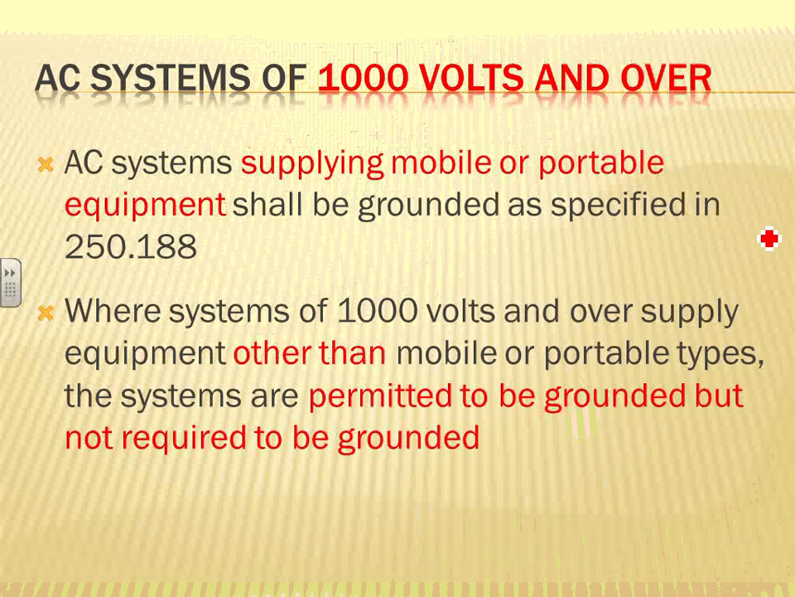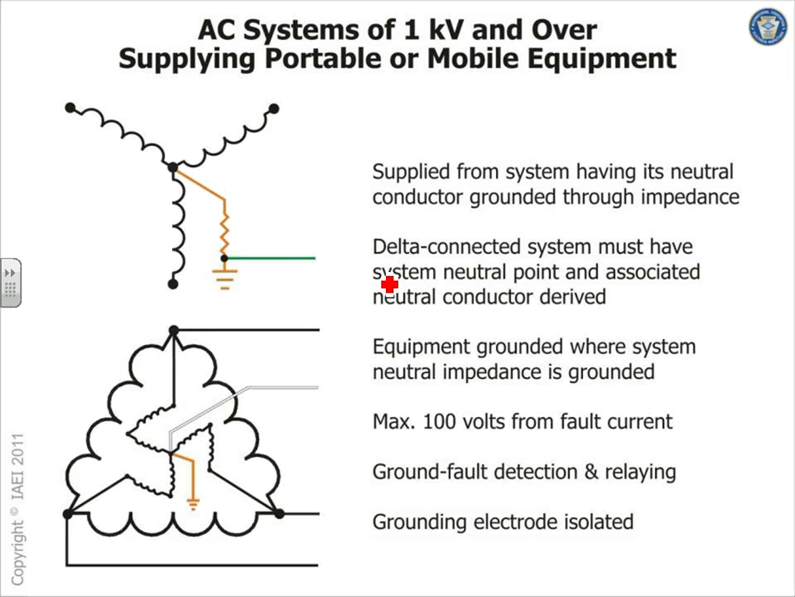So systems, if it's over 1000 amp, guys, if it's feeding mobile and portable equipment, you must ground them. So these are just the higher voltages that you must ground. kVA over supplying portable equipment. This is a must by code. If you're supplying portable or mobile equipment, you have to ground them. When you ground them, guys, you don't have to solidly ground them. You can ground them solidly, or you can ground them through an impedance.